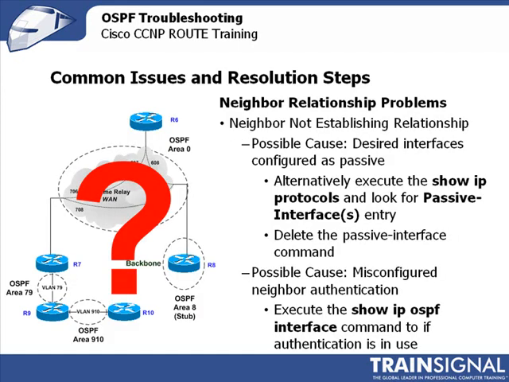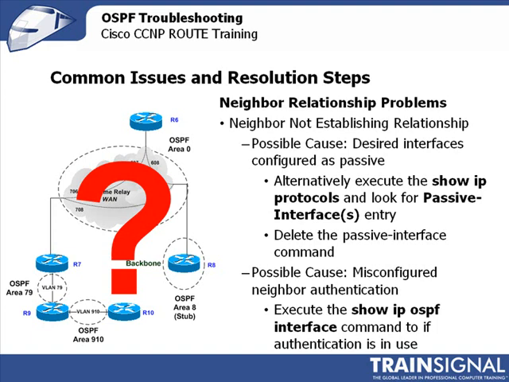So first, neighbor relationship problems, the first general category. In this, there can be a number of things that go on, the first of which is that the neighbors are not establishing a relationship. There are multiple potential causes for this. We'll go through each one. The first one is that the desired interfaces have been configured as passive. In OSPF, just as in the other protocols, if you make an interface passive, you're not going to be able to establish a relationship on that interface.